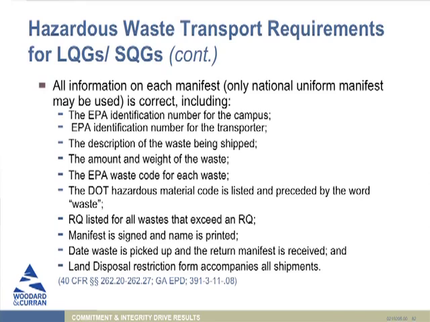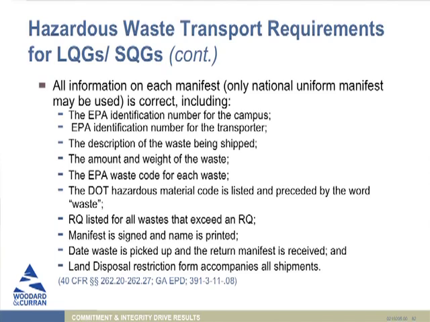This is where the issue of P-listed waste comes up, and sometimes where campuses can get in trouble because it's listed incorrectly as too much. You need to have that waste code for each waste. You need to have the material code for the DOT waste. You need to make sure you've acknowledged anything that exceeds a regulated quantity. You need to make sure that the manifest has been signed and the name is printed.